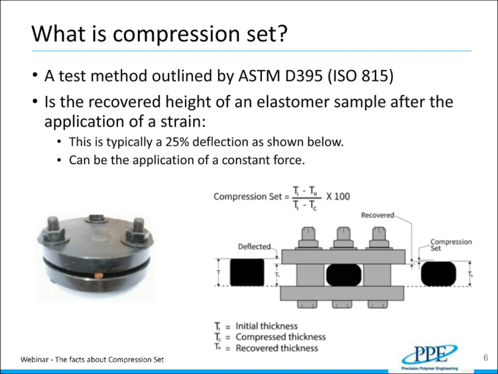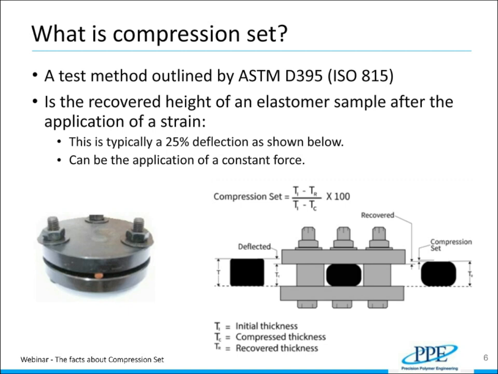So what we're looking at is the recovered height of an elastomer sample, often a button, but could be an O-ring or any kind of sample. So we're looking at the recovered height of this sample after the application of a strain. Now, most of the time, pretty much always, this strain is applied by a 25% deflection.